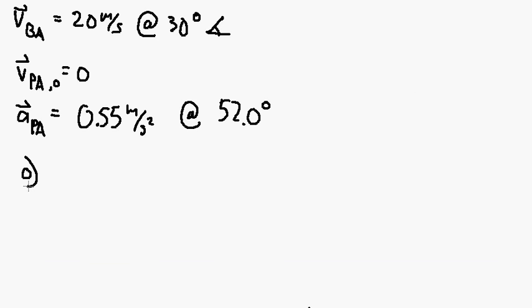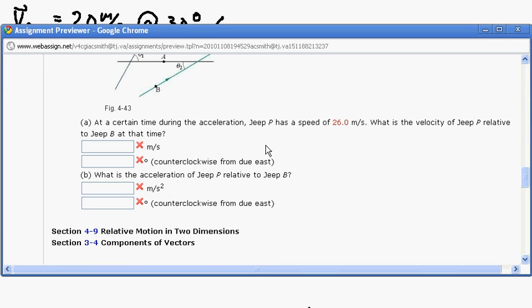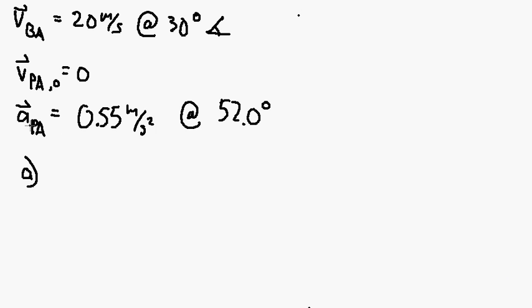So for part A, they're saying that at a certain time they give us the speed of Jeep P, and ask what the velocity of Jeep P relative to Jeep B is at that time. They tell us the speed, but not the direction, so we have to figure this out. Jeep P started at rest and then started accelerating constantly in this direction. So if it starts accelerating at 52 degrees from rest, and keeps accelerating in that direction, it's going to be moving in that direction. So its velocity is going to be in that direction as well.